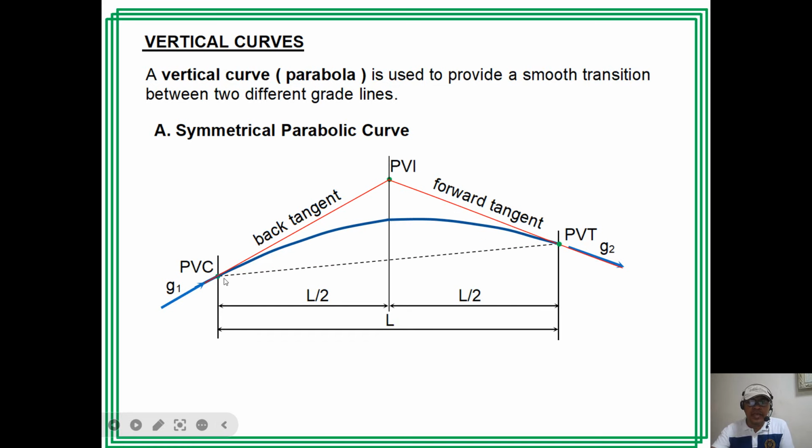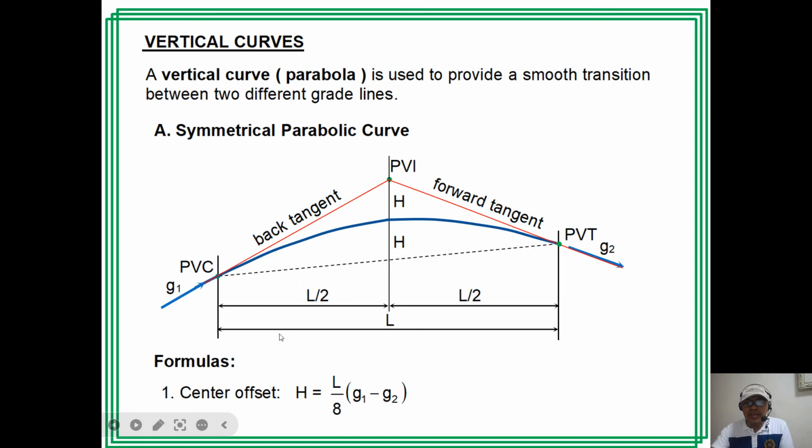So we have here the chord length connecting PVC and PVT. Then we have here the center offset H. This is the distance from the PVI to the curve. So this is distance H also, now by property of parabola. So the formula for the center offset H is equal to L over 8 times G1 minus G2.